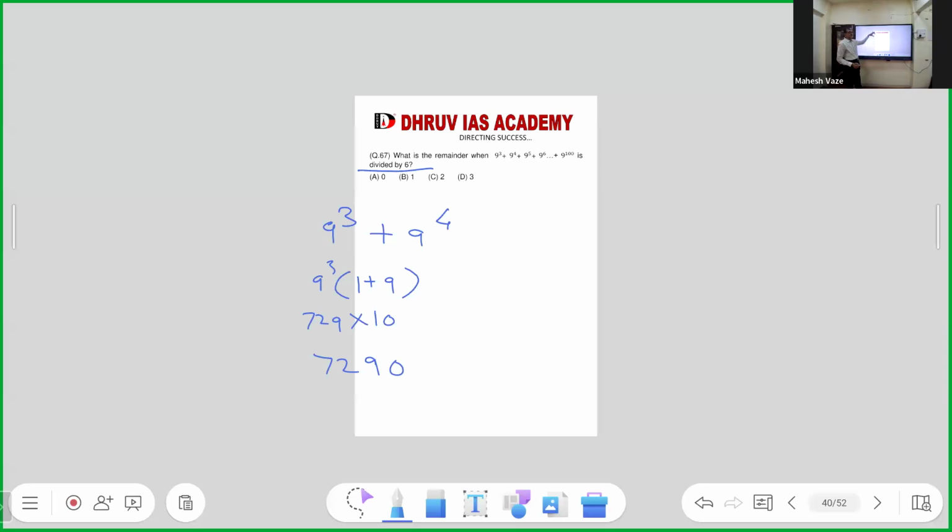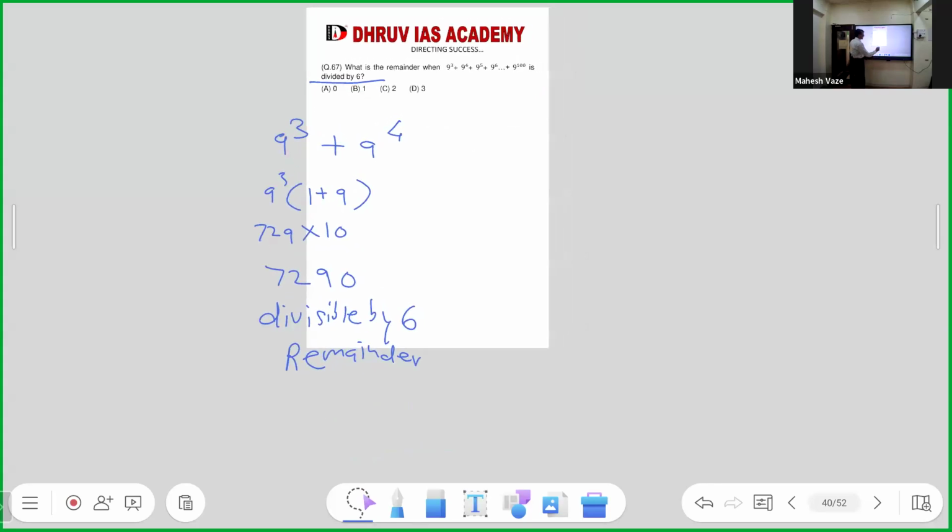If this number is divisible by 6, then the remainder will be 0, or otherwise we can find out the remainder. Now if you see this number 7290, it is an even number, so divisible by 2. 7 plus 2 plus 9 plus 0, 18, which is divisible by 3. Since the number is divisible by both 2 and 3, that is the condition for divisibility by 6. This is divisible by 6, so the remainder is 0.